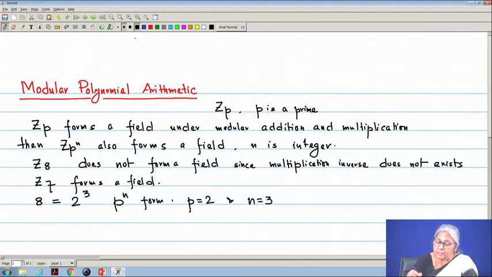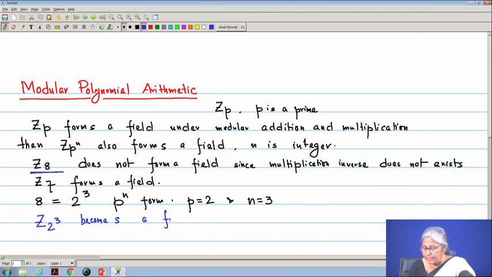So, we just mentioned that Z8 does not form a field, as we read earlier. But now the question we are making is how Z 2 to the power 3 becomes a field, and for that we will do polynomial arithmetic, or modular polynomial arithmetic. So, this is our intention in this lecture.